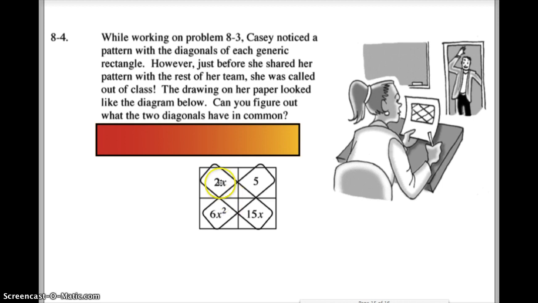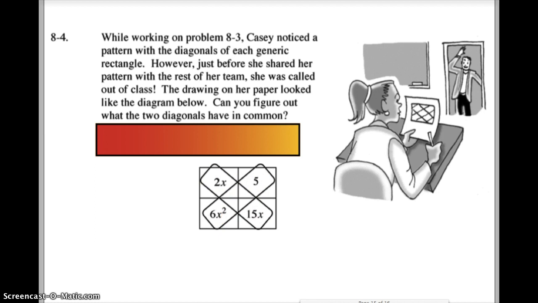If you're able to see this connection that Casey found right here, it is going to be the reason we're able to factor quadratics the way we do in this chapter. So see if you can figure that out. We'll talk about it tomorrow in class if you're unable to find it. But try and do the best you can to see if you can figure out what the relationship is between the two diagonals.